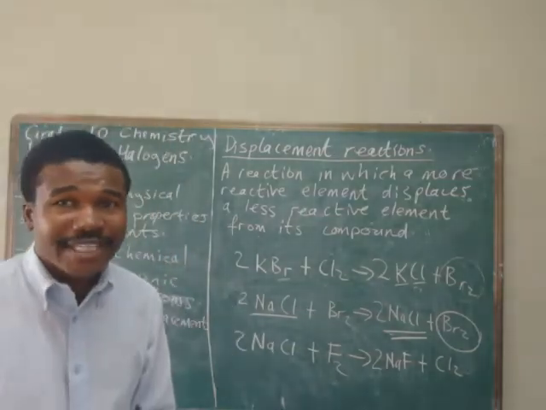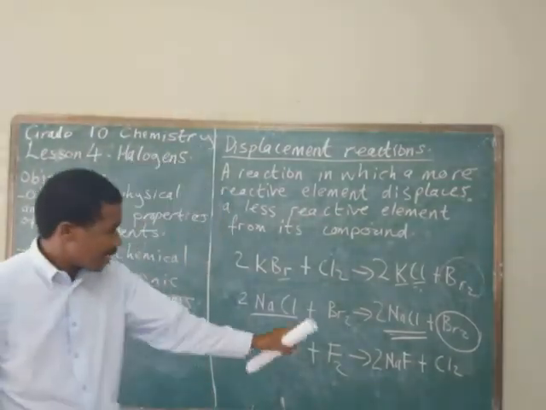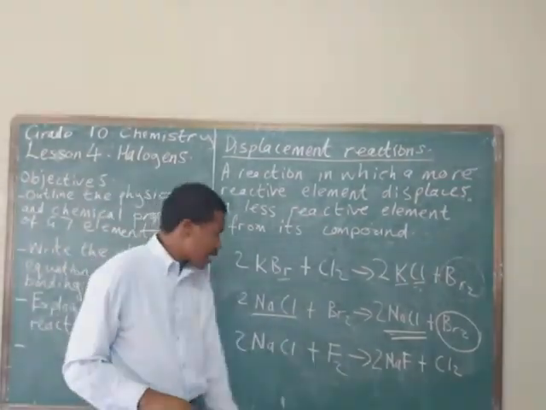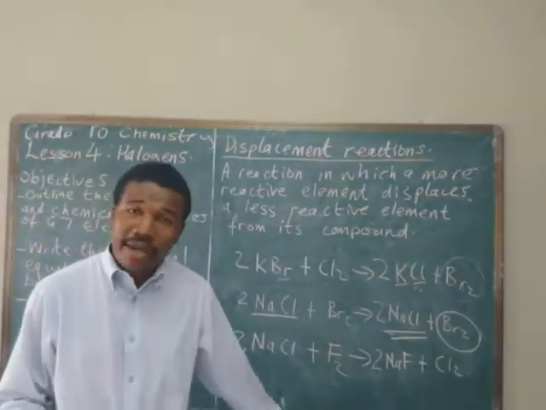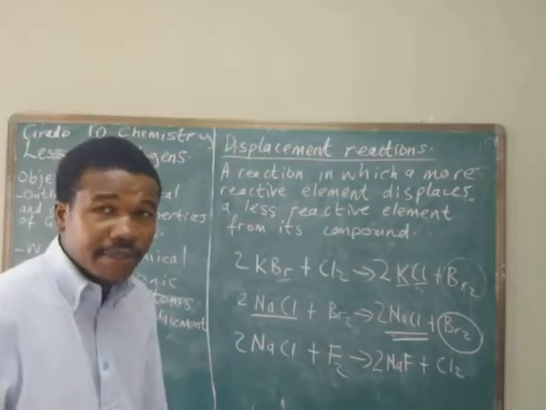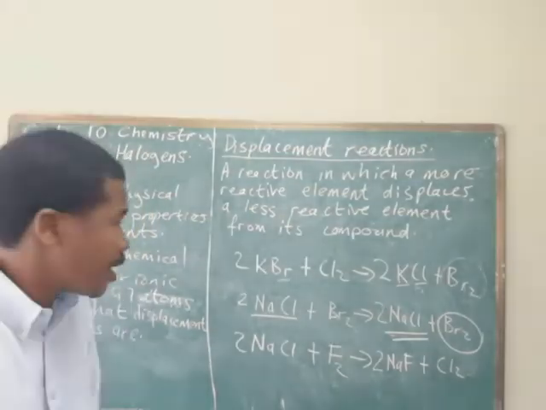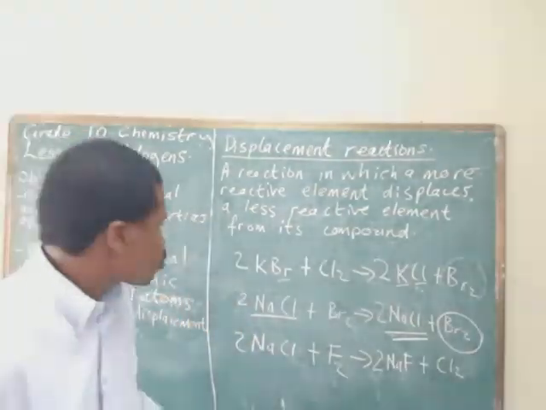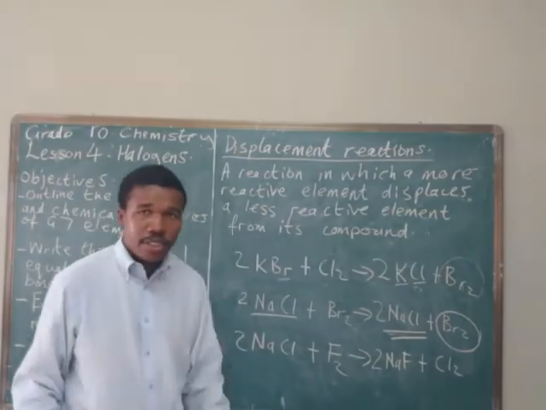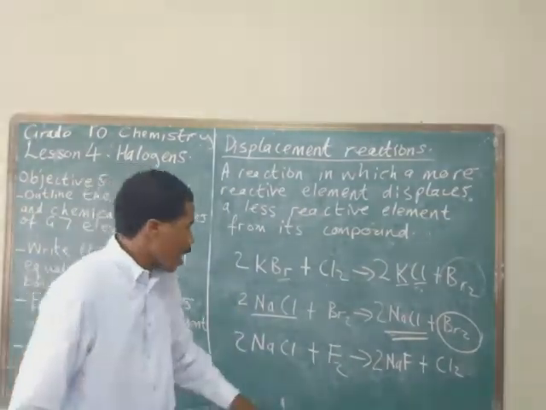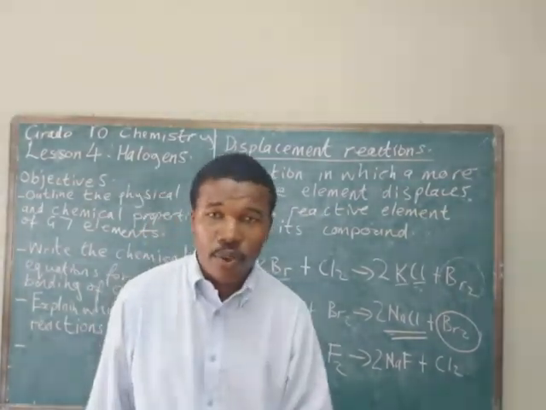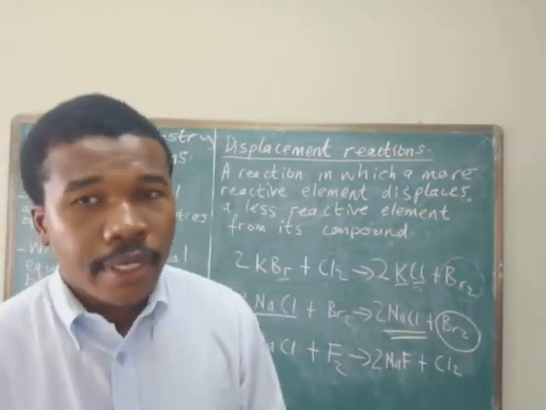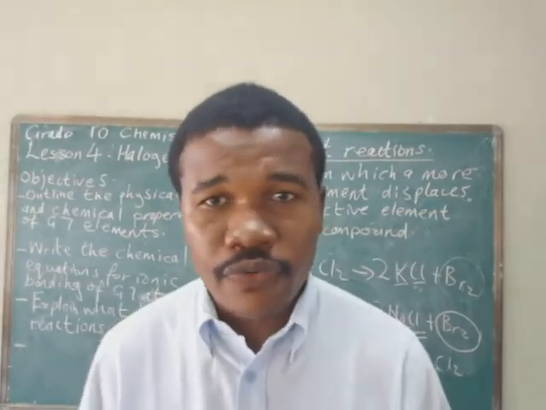Okay, did you guys manage to get the answer? Definitely, that is the answer. If you have fluorine now being introduced to react with sodium chloride, because fluorine is the most reactive element in group 7, it is going to displace chlorine. It's going to remove it. Now we're going to be left with sodium fluoride. Now chlorine is the one who has to walk alone. So it's just a matter of reactivity.